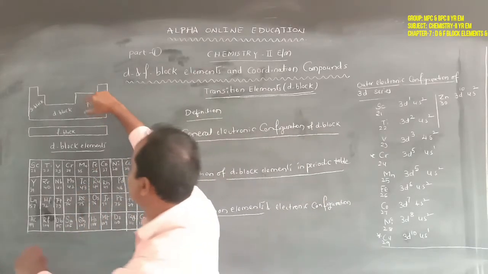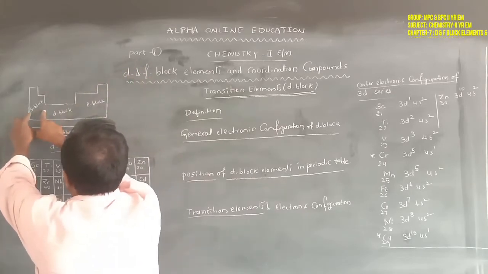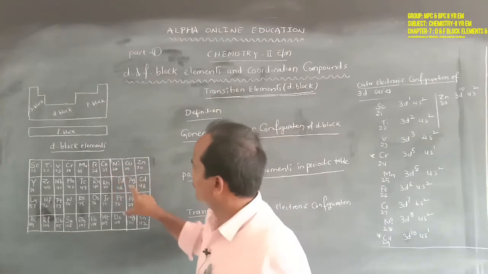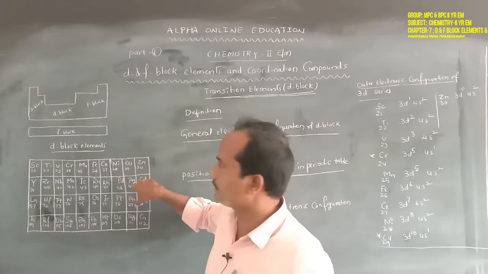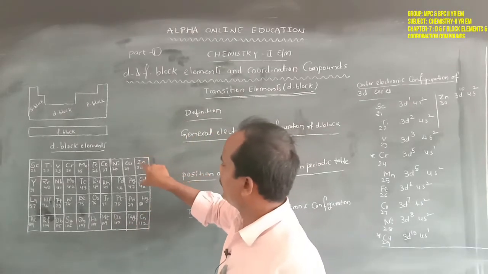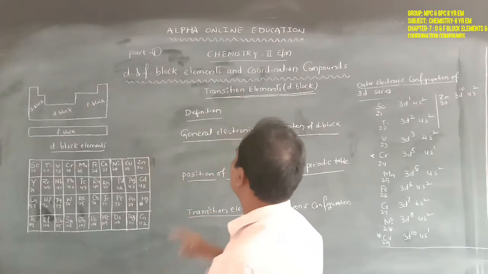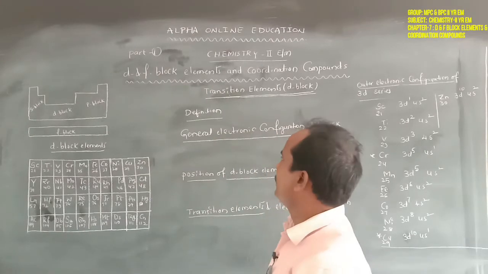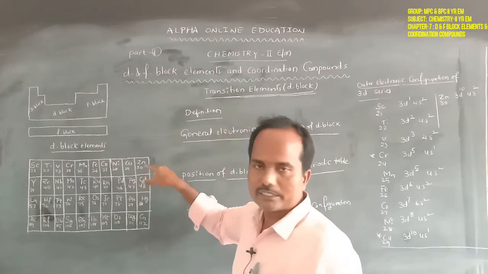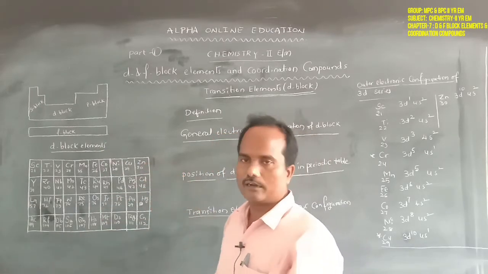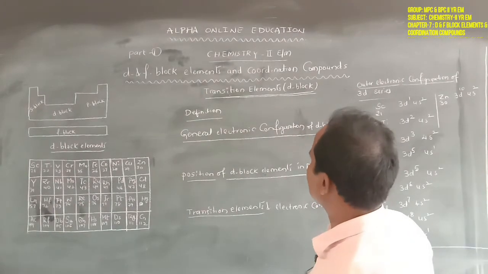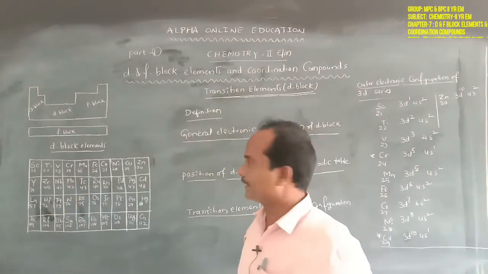These d block elements are in between the s and p block elements. That's why they are also called bridge elements. Again, d block elements are also termed transition elements. Before that, what is d block? The elements in which the differentiating electron enters the n-1 d orbitals are called d block elements.